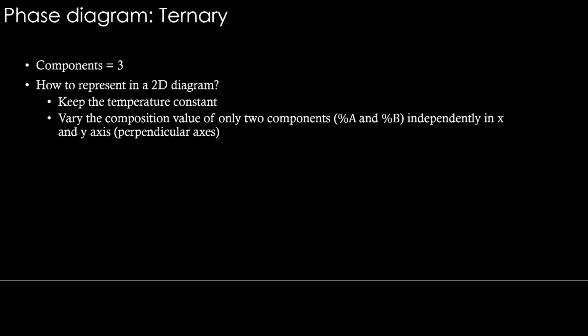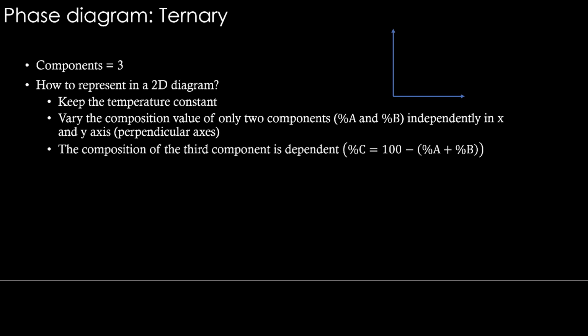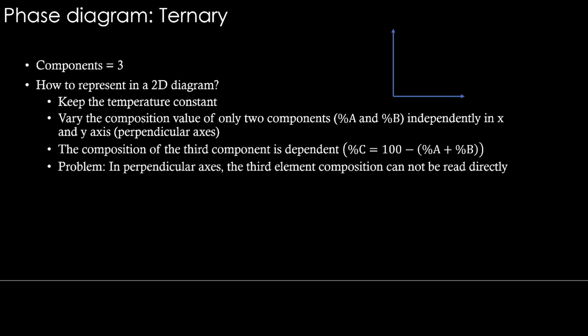Vary the composition of only two components, let's say percentage of A and percentage of B, independently in the X and Y axis, a conventional perpendicular axis like this. But the composition of the third element is now dependent, and more importantly, it can be calculated like this: percentage of C is equal to 100 minus (percentage of A plus percentage of B). But this is the only way to do that. In perpendicular axes, the third element composition cannot be read directly. That is a problem. So what to do?